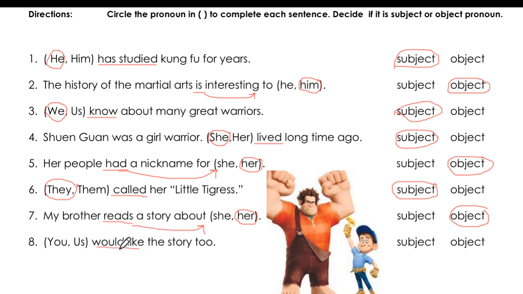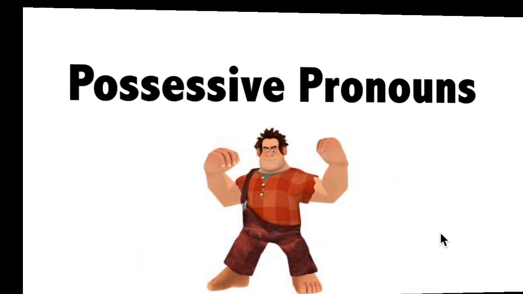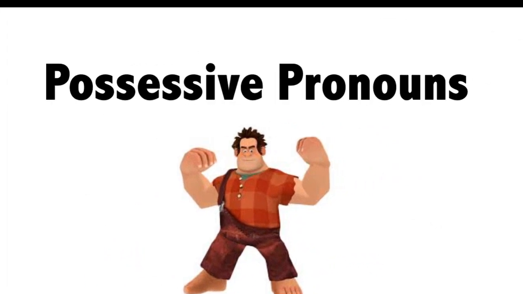And the last one: you would like the story too, or us would like the story too. Would like is a verb phrase. So which pronoun comes before, subject or object? Subject. And which one is subject, you or us? You. Very good. That will be subject. So we will go to possessive nouns in the second part of the video. Complete your work and watch the second part.